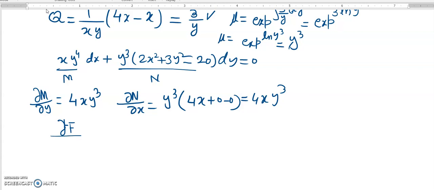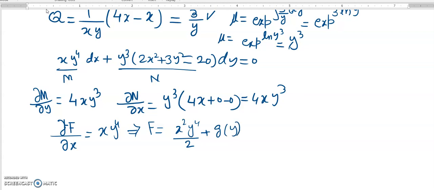So we assume that the solution is f, and its partial derivative with respect to x is equal to our M function, which is xy power 4. From here we can find f by integrating with respect to x. So it will be x square y power 4 over 2, and then plus a function in y as a constant.